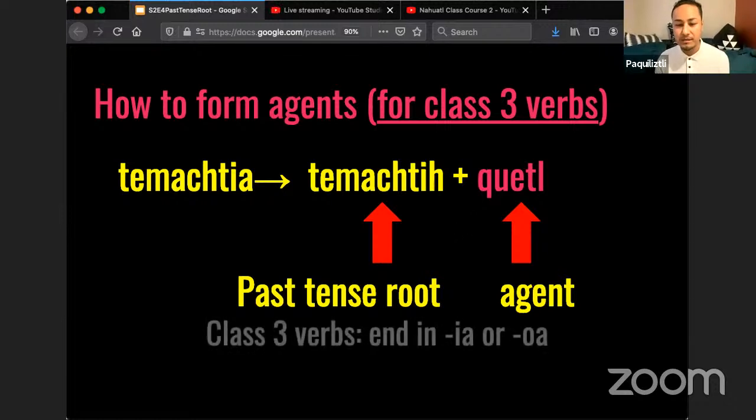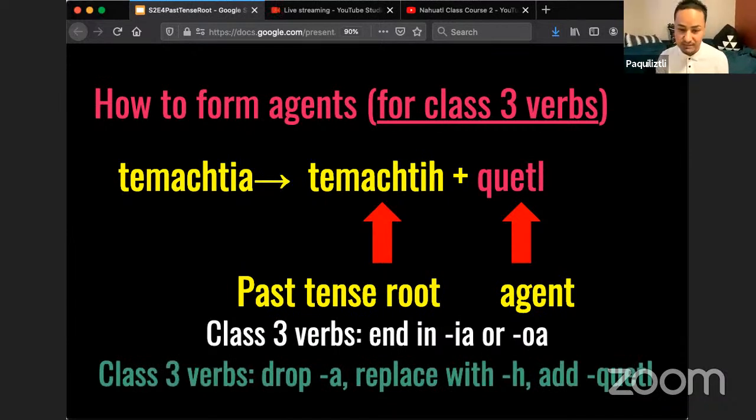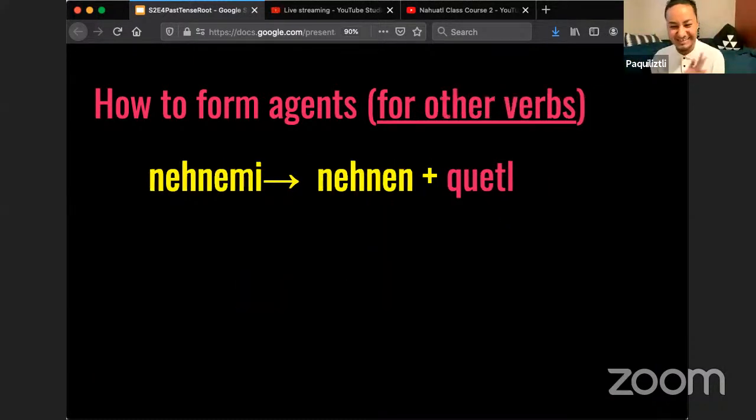Okay, class 3 verbs. This is what I taught you in the past. Those are the IA, the OA verbs. And so you see we're using the past tense root. Not the past tense, but the past tense root. Class 3 verbs, drop the A, replace with an H, add -ket. At that time, when I taught you this, I was just like, just add the H and add -ket to it and you'll be fine. And you were fine. But I'm giving you the more general rule.